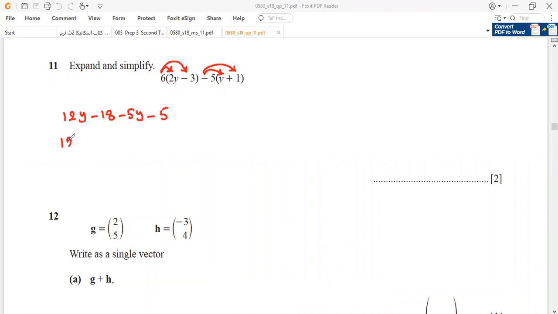Here we have 12y minus 5y. We can use the commutative property. 12y minus 5y. Then we can put the constants negative 18 minus 5 together like that. The answer here will be 12y minus 5y is 7y, minus 18 minus 5 is negative 23. So the final answer here is 7y minus 23.